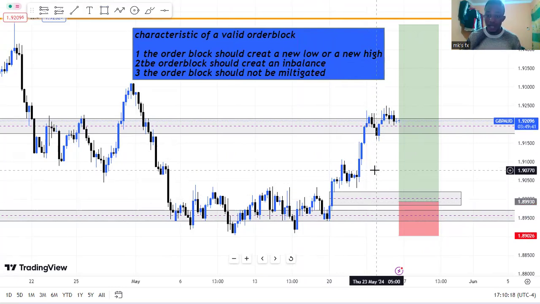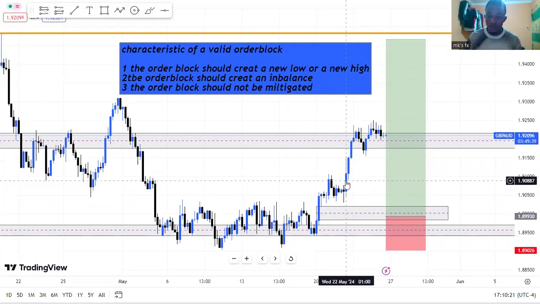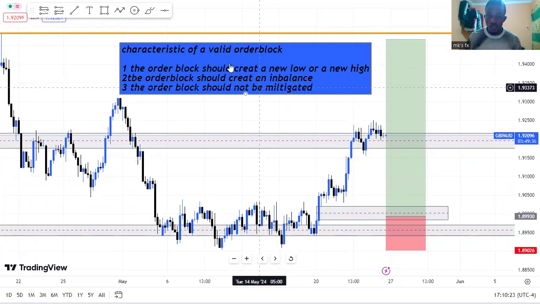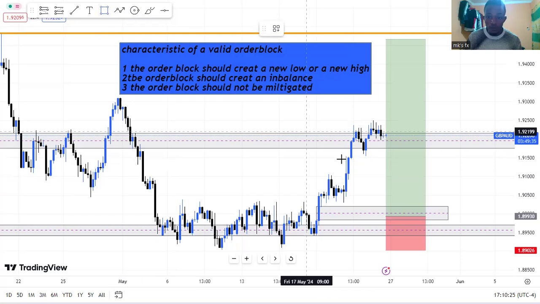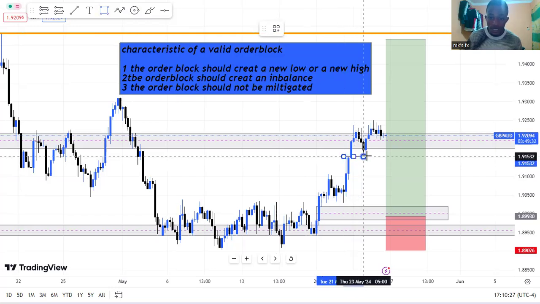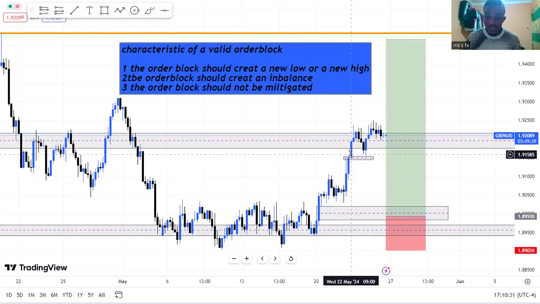Now, which one is a balanced market? Take a look at these three candlesticks, 1, 2, 3. If you look at the upper wick of the first candlestick and the downward wick of the second one, they are connected. They are connected. So this is a balanced market. At this point, we can consider this as an imbalance.